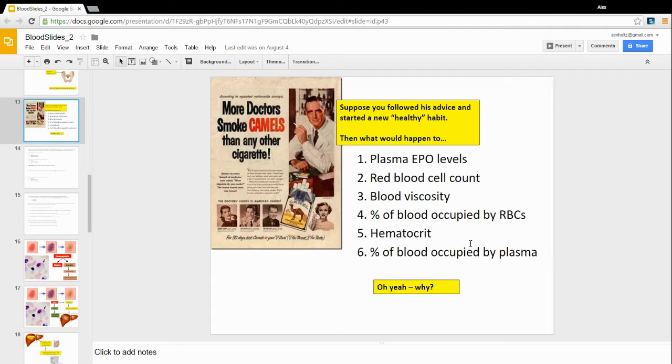All right, I've got a couple of slides here. Suppose you started smoking cigarettes. You took this doctor's advice. You got to love this ad. I don't know when this is from, maybe the 50s or something. When you smoke cigarettes, that's going to cause the oxygen levels in your blood to decline. So blood oxygen declines. I want you to figure out what would happen to these 6 things and explain why. And I'm going to ask you about this in class.